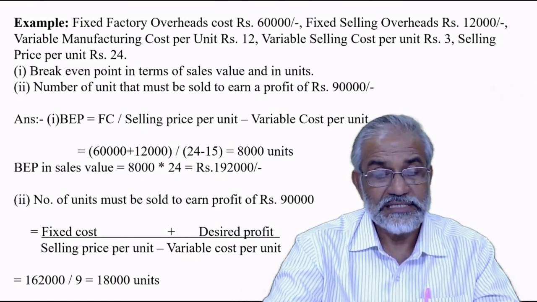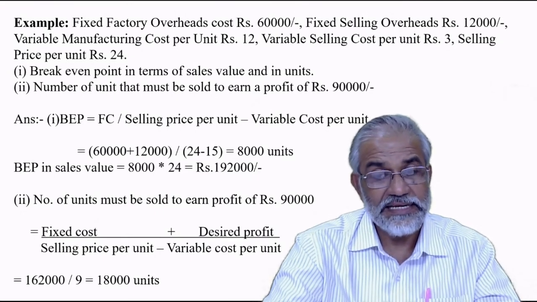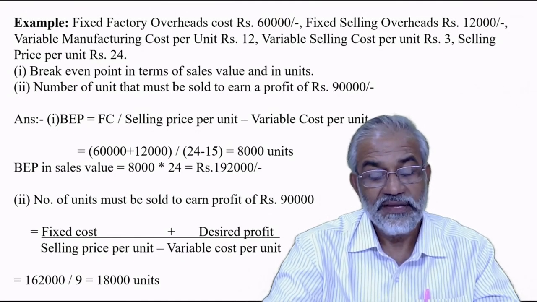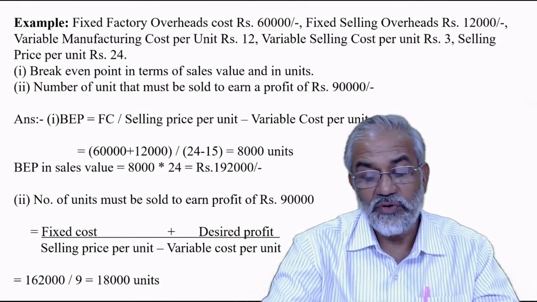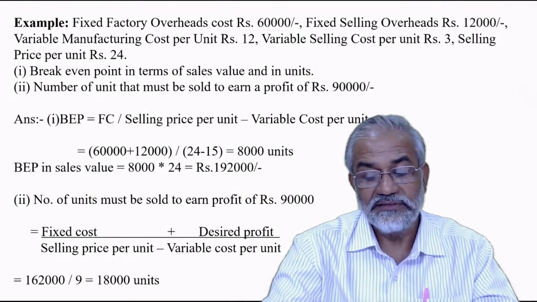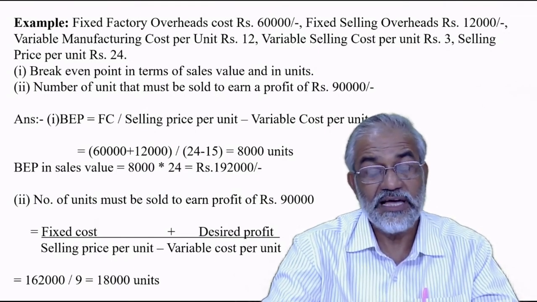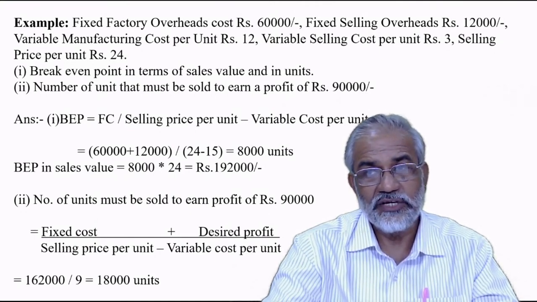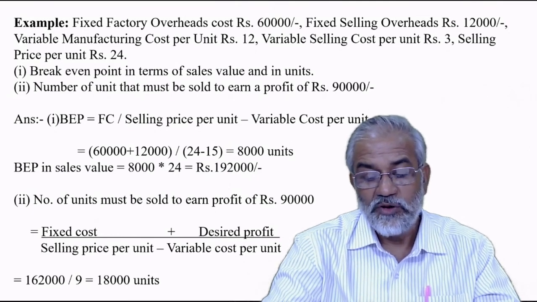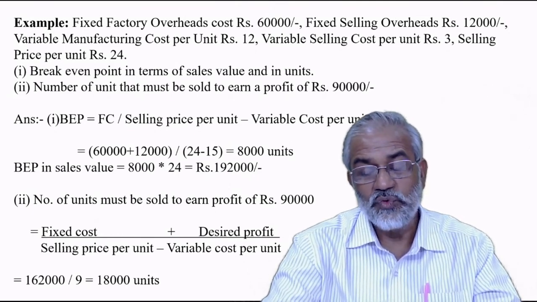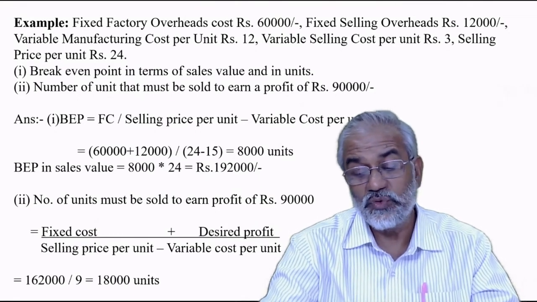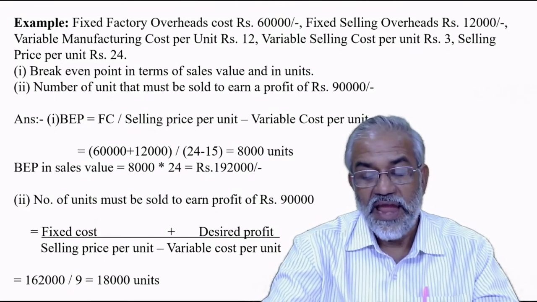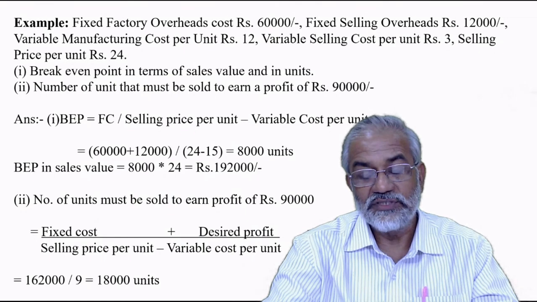That means your sales or revenue would be exactly 90,000 in excess of your total cost. You can check: for 18,000 units, the variable cost would be 18,000 into 15, which comes to 2,70,000. And the fixed cost is 72,000 in respect of factory overhead and selling overhead. So the total cost would be 2,70,000 plus 72,000, which is 3,42,000. And the profit is 90,000.